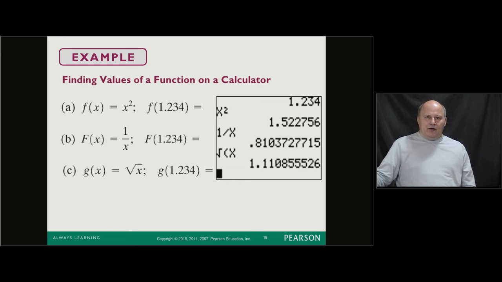And then 1 over x is 0.8103727715. And if it's on one of my exams, I will tell you what to round it to if I need to. So if I say round it to 4 decimal places, it would be 0.8104, because the 7 is 5 or more, that's that 5th decimal place. And so forth. That's how we do those. These are pretty easy, and it's just a matter of punching numbers into a calculator.